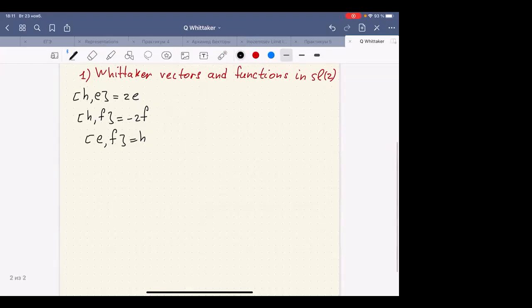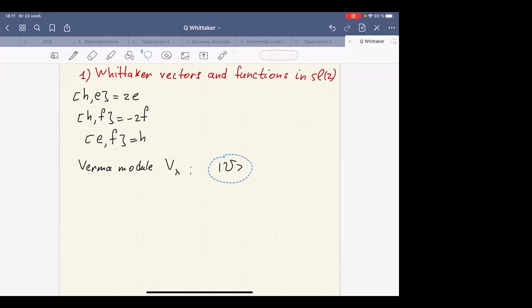So I want to consider a Verma module. It is, generally speaking, an infinite dimensional representation. We'll denote it V lambda. So how do we construct it? We construct it in the following fashion. Consider a highest weight vector, we'll call it V, with the following properties.